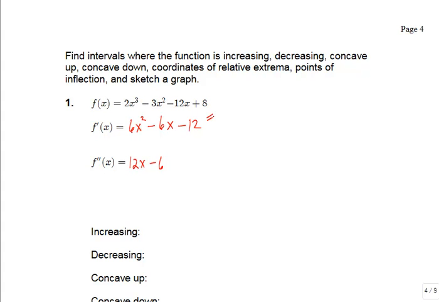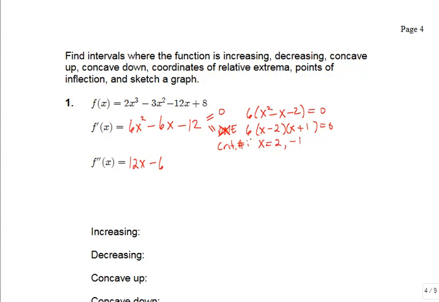So we would need to find out where this is 0 or DNE. And since this is a nice quadratic function, it's never going to be DNE, but it will equal 0. I have a factor of 6 throughout, so let's pull out our 6. And if I factor what's left, I'm going to need an x and an x, a 2 and a 1, and I'll need the 2 to be minus and the 1 plus. So that means I'm going to get a 2 and a negative 1.